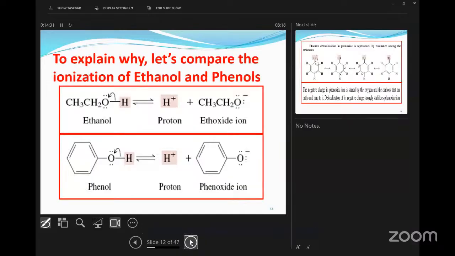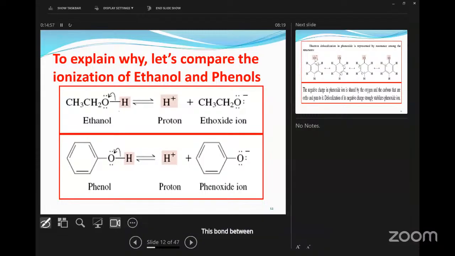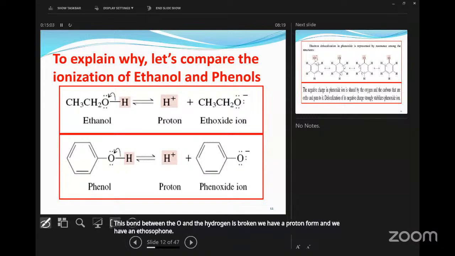Now, let's explain and compare the ionization of ethanol and phenols. Ethanol is an alcohol. Phenol also carries OH, but because phenol is aromatic, we don't group them under alcohols. It's only the aliphatic ones that we group as alcohols. So ethanol is an example of an alcohol. They both have the OH here. If the bond between the O and the hydrogen is broken, we have a proton and an ethoxide formed. And if the OH bond is broken in phenol, we also have a proton and we have a phenoxide ion.